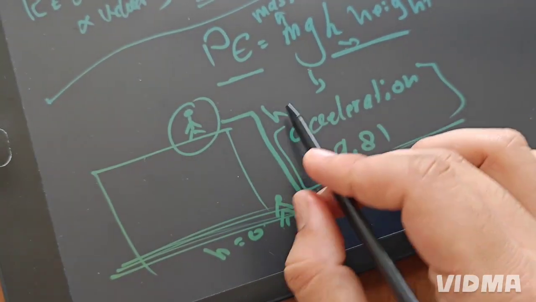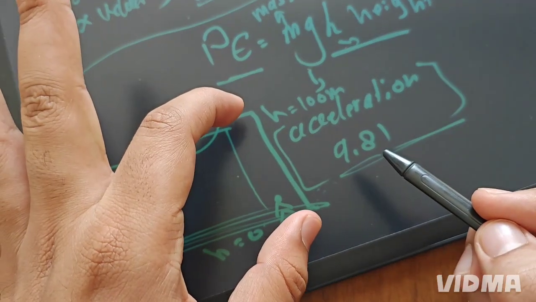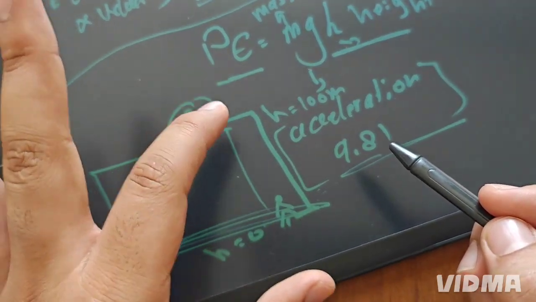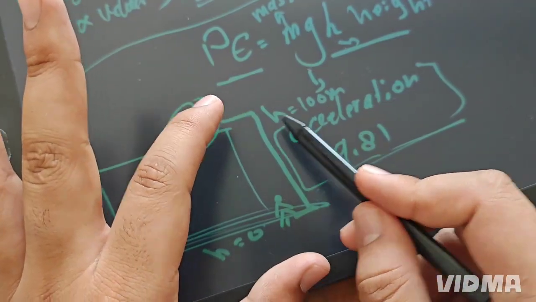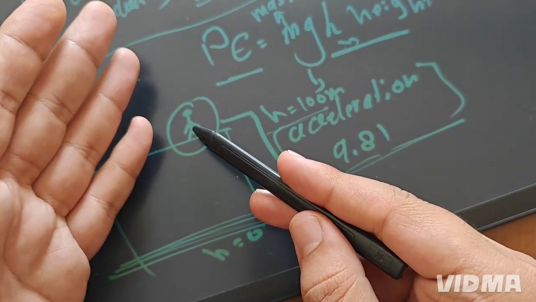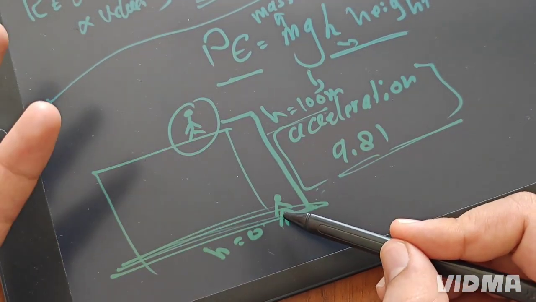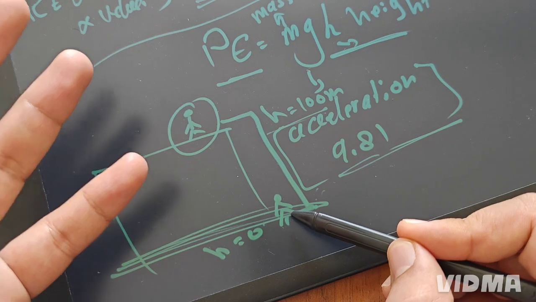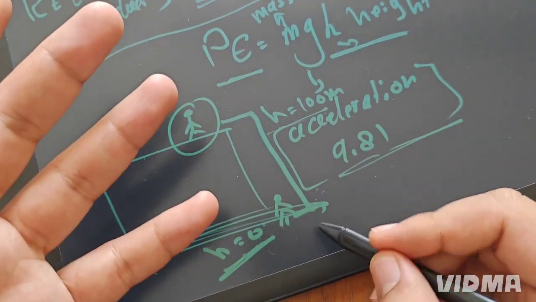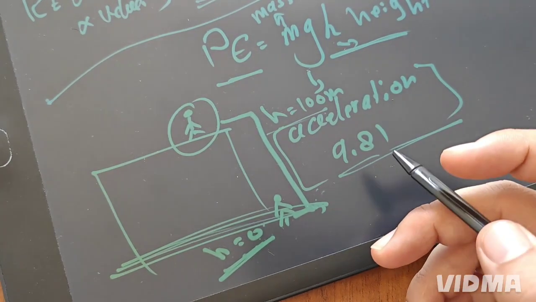Look, he has h. Maybe the height, for example, is 100 meters. This person has height, has h. In that case, because this person has h, it means this person has potential energy. But that one doesn't have any h because he's staying at the bottom of the tower, on the ground. So here there is no h. h is 0, so it means he doesn't have any potential energy.